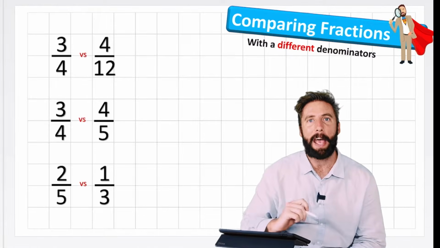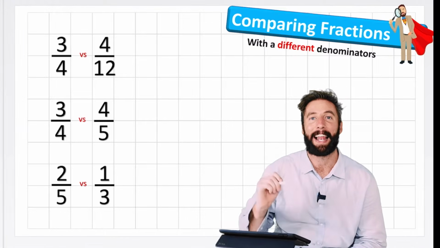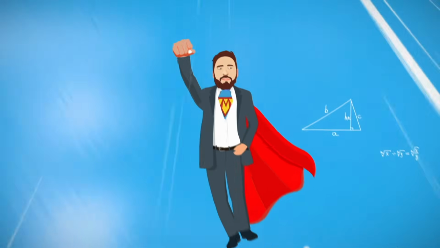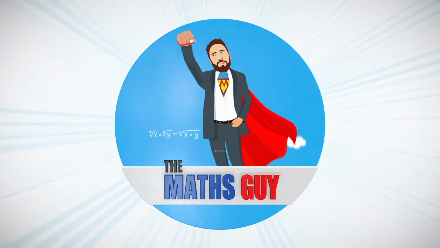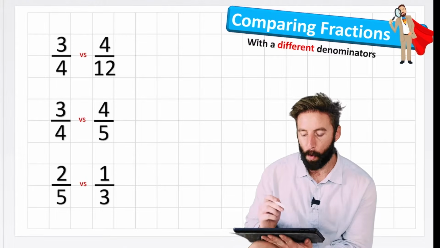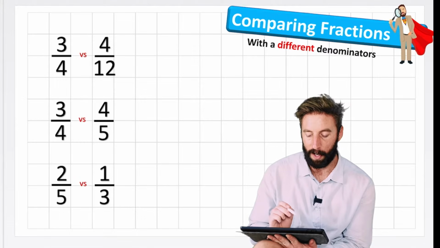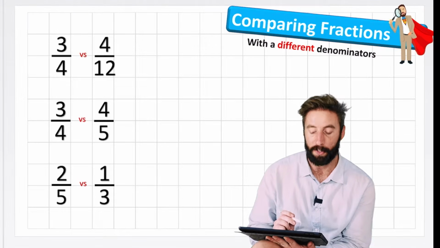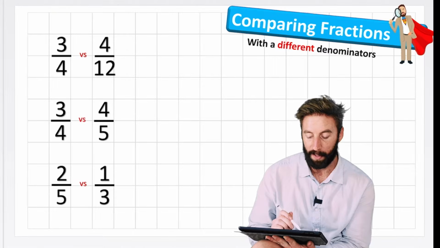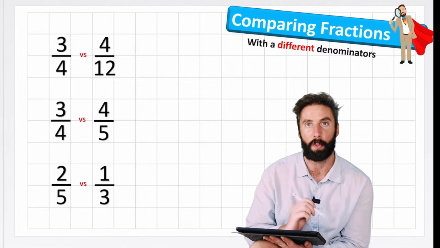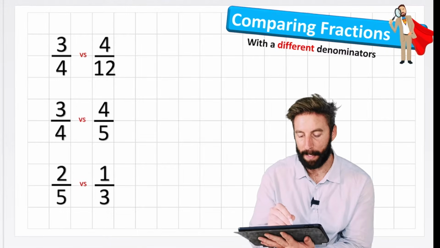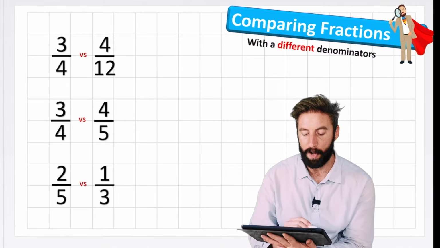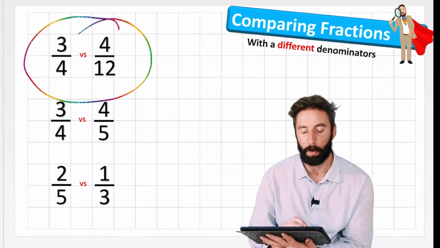Today's lesson is comparing fractions with different denominators. Let's start. Okay, so today we're going to be working on these three questions here: 3/4 versus 4/12, 3/4 versus 4/5, and 2/5 versus 1/3. So let's begin here with 3/4 versus 4/12.